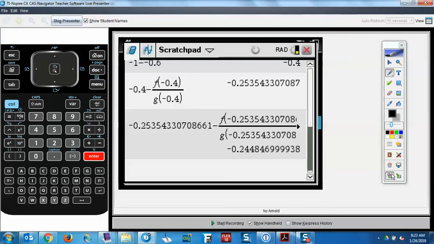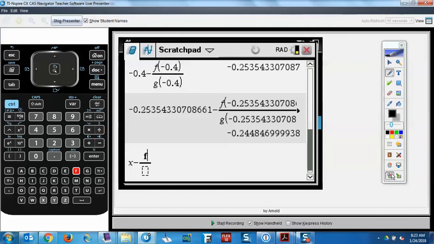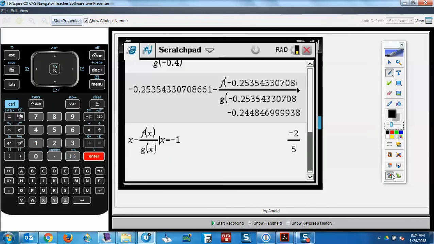So now let's go. X. The formula is really x minus fraction f of x over g of x. Then do the vertical bar outside everything with x equals, now let's go back to our beginning. Let's do -1. Let's see how fast this will work. So x equals -1, hit enter. Okay, and now let's hit Control Enter.